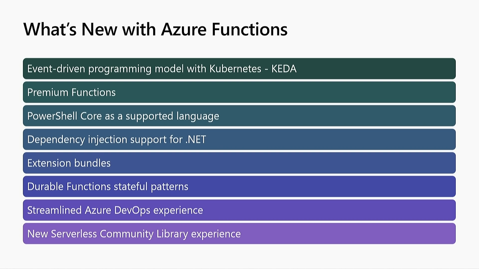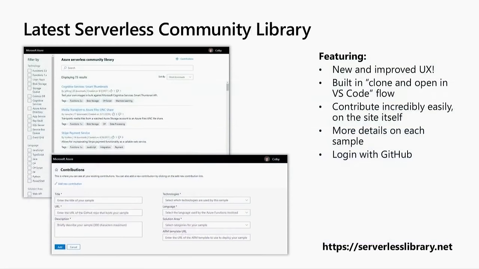That includes a broad range of announcements, from running functions on Kubernetes with serverless scale, to new development language improvements and announcements. So the announcement of PowerShell Core, and then improvements for our .NET support with dependency injection, improvements for our non-.NET language experience with extension bundles, and then going into developer experience with improved Azure DevOps support, and a bunch of others that you can definitely go and look at as part of our Build announcements.